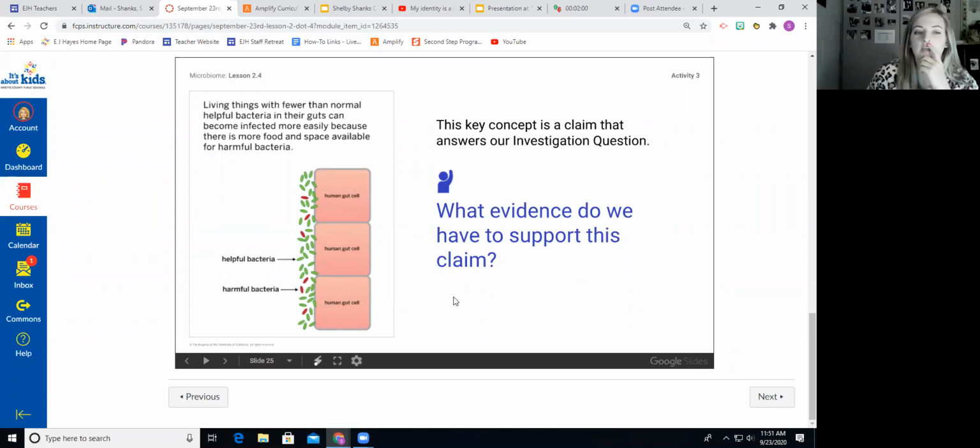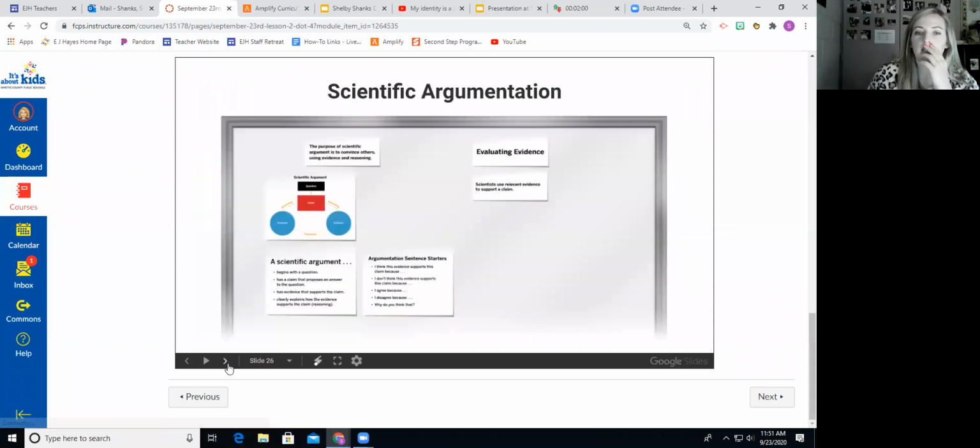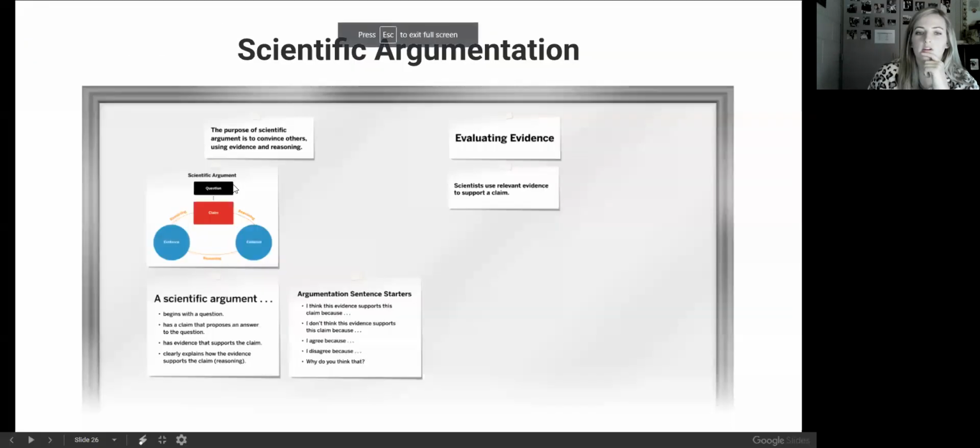Okay, this is going to be on your weekly check-in that I'm going to publish here after we get done with this lesson. All right, scientific argumentation is always going to start with a question. So see right here down in the bottom left, a scientific argument begins with a question. It has a claim that proposes an answer to the question. It has evidence that supports the claim, and it clearly explains how the evidence supports the claim, which is reasoning.